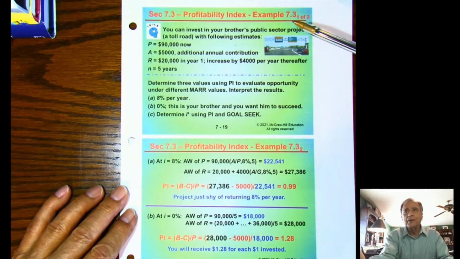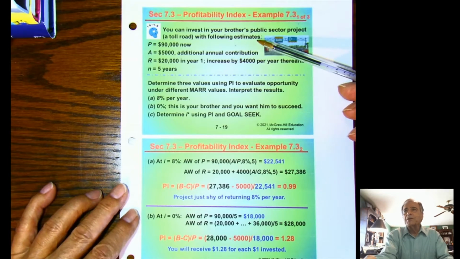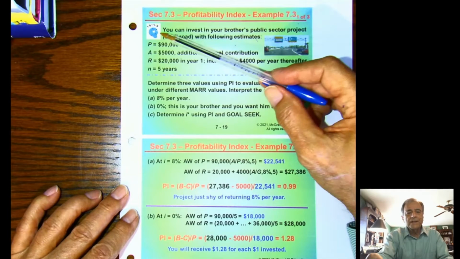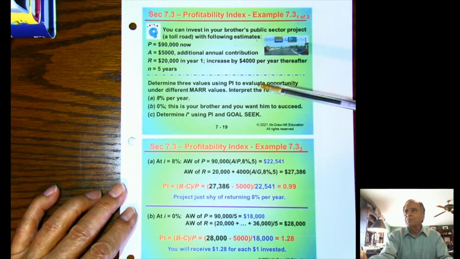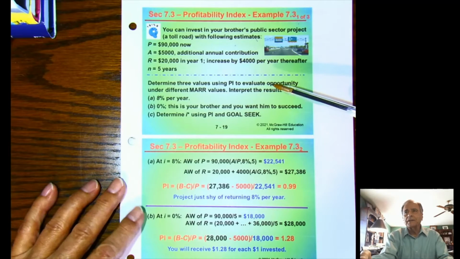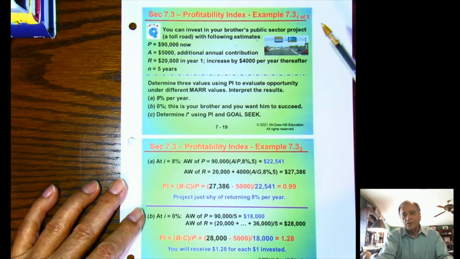Your brother apparently is going to build a toll road, okay, with the following estimates. Now, this symbol in your textbook means it's kind of a personal finance type of problem. Well, it could be anybody's problem. It could be a corporation or most likely a public service project.